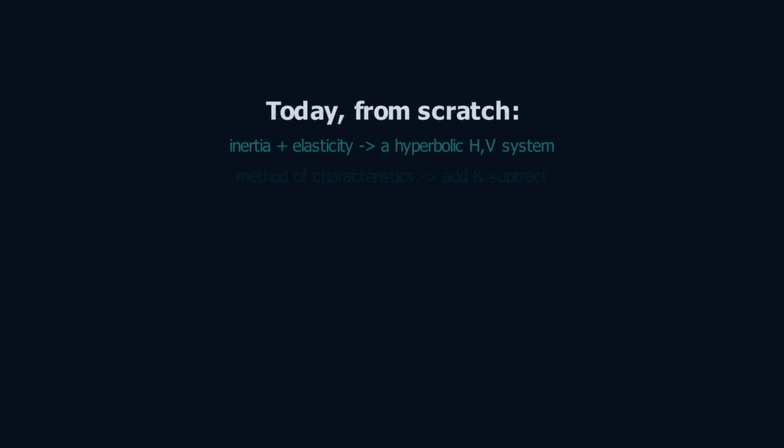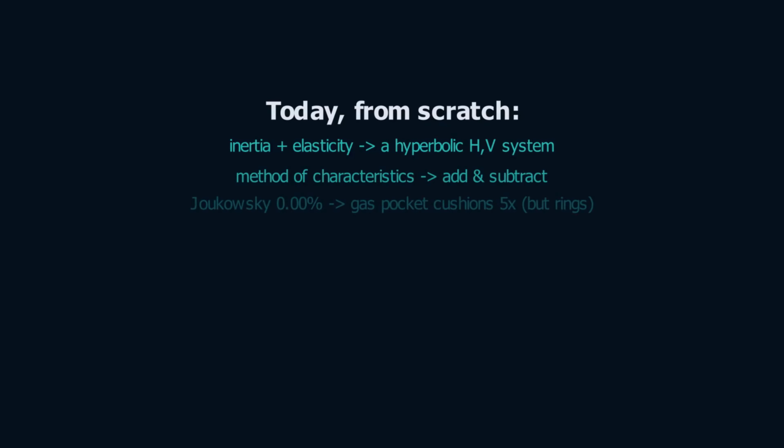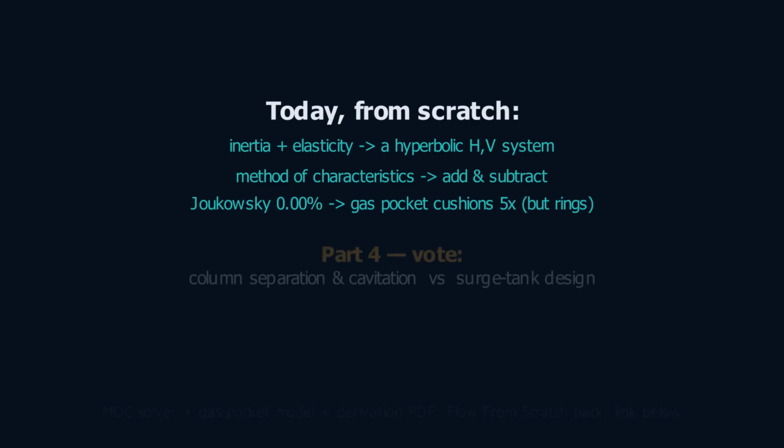So, we started from inertia and elasticity, built the hyperbolic head velocity system, solved it by adding and subtracting characteristics, checked it dead on against a century-old law, watched the wave hammer the pipe end to end, and discovered that a trapped gas pocket is a cushion you cannot fully trust. Part 4, your call in the pin pole, column separation, where the pressure drops so low the water tears apart into vapor and then slams back together, or surge tank design, the engineered cure.